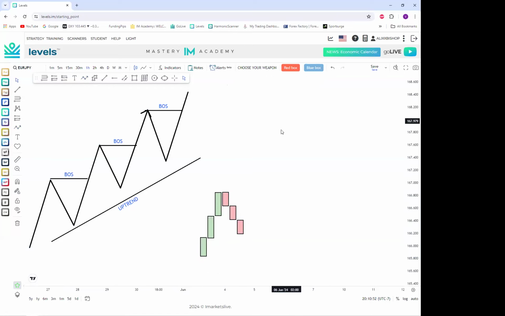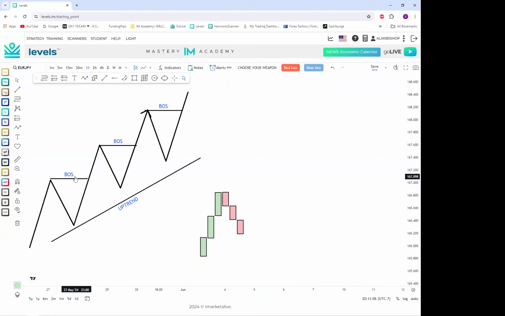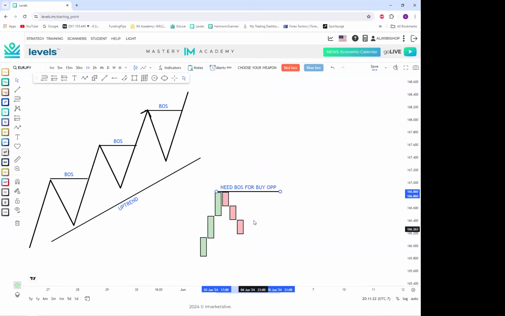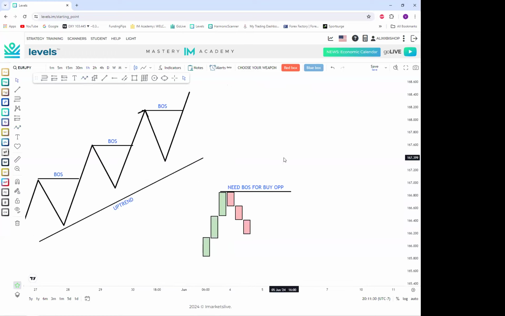Now, we know we need this BOS. If market really wants to continue with its uptrend, we need this BOS. So let's just mark this up, guys. If I'm looking for a BOS to the upside to continue buys, let's just put need BOS for buy up. So now we're telling ourselves we're waiting until we get a breakout to the top. Does that make sense, guys? Give me a 3 if that makes sense.